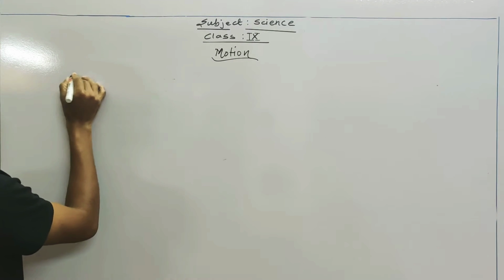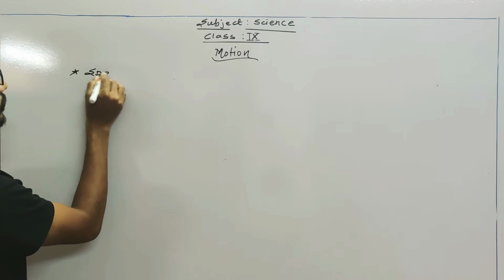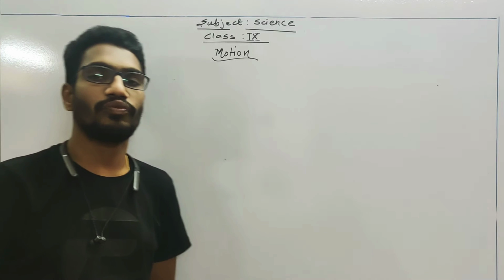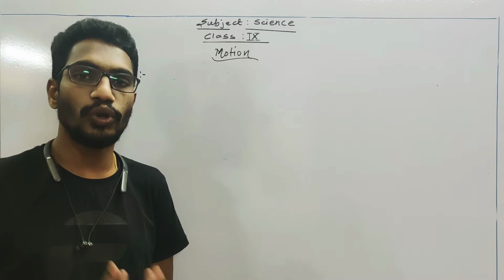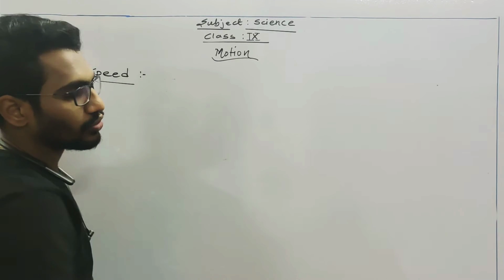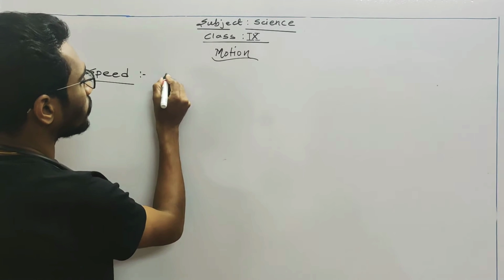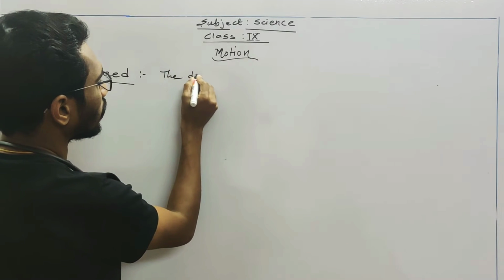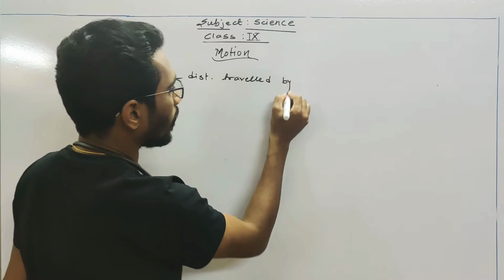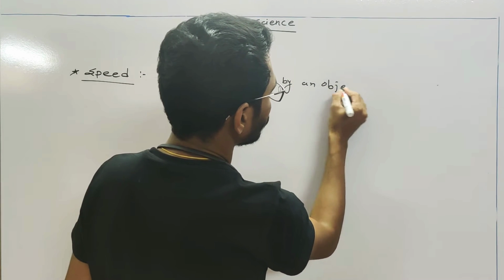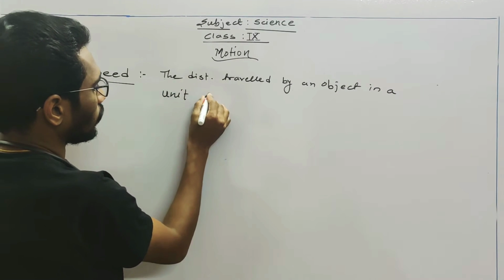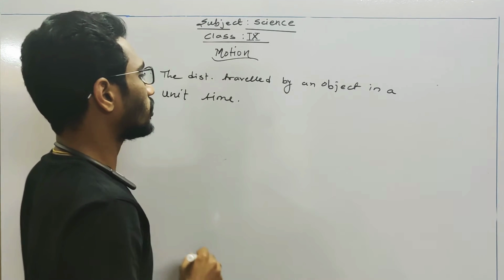Our next quantity is speed. Then what is meant by speed? It is a very common quantity. We all know what is meant by speed. Okay, so directly moving towards the definition, speed is nothing but the distance traveled by an object in a unit time, that is nothing but the speed.